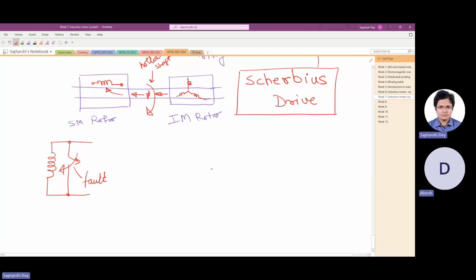So 72 milliohm. Is there a switch? Yes, there is a switch. There is a DC circuit breaker, and it connects the dump resistor when there is a fault.